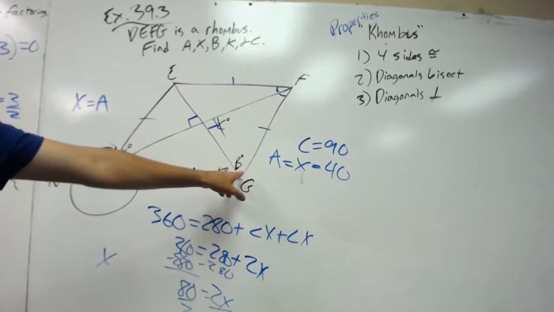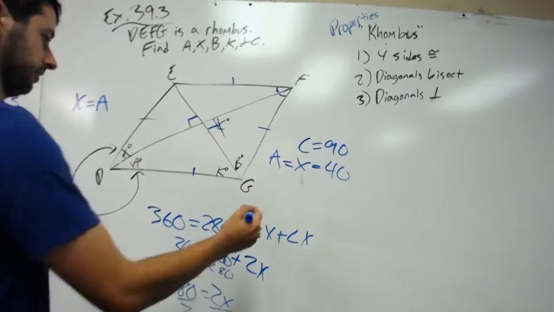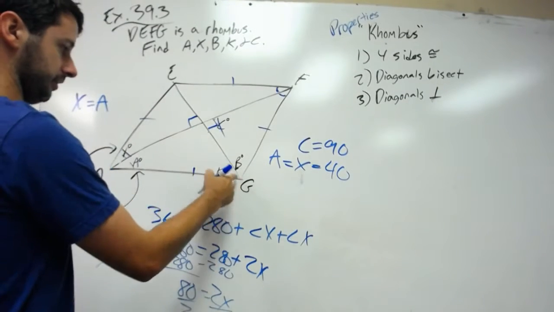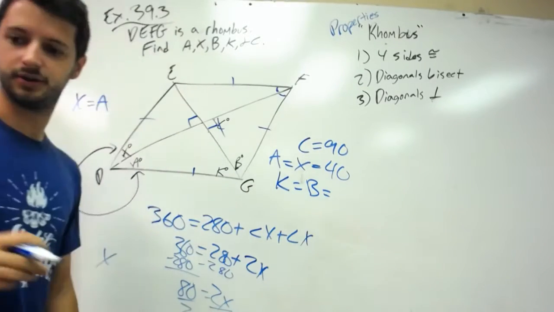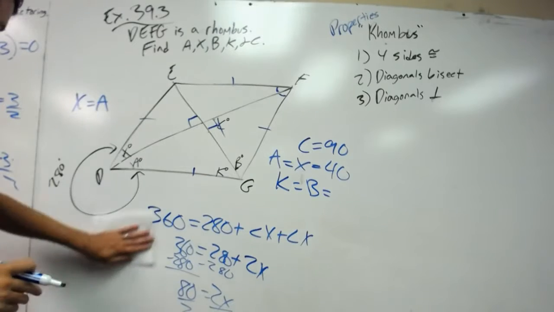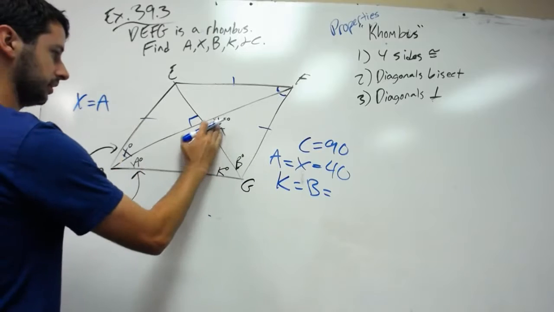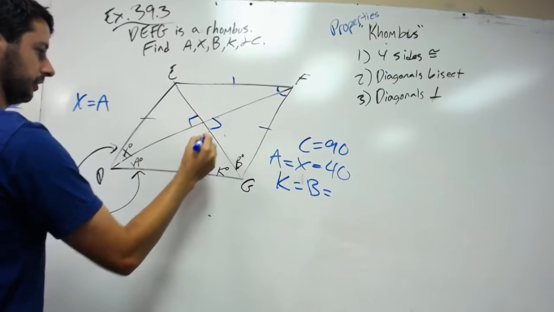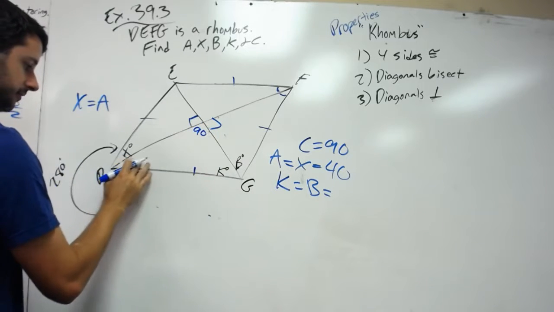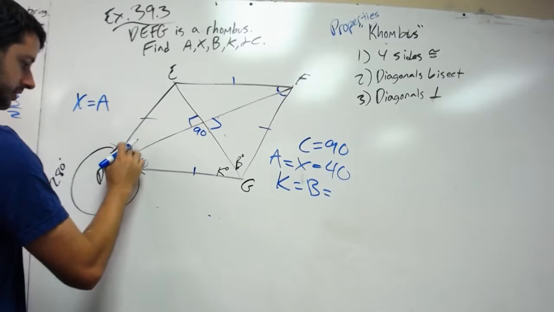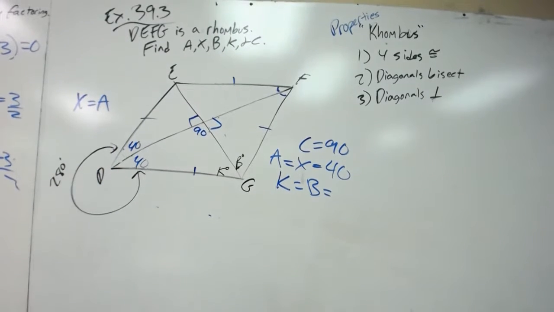Got two more angles to find, K and B. Well, what do we already know about K and B? Well, the diagonal bisects, so therefore K equals B. Now we just got to figure out the number. So let's see what we know. I'm going to write in measures here. Well, if we know that's 90, that means this must be 90. A is 40. X is 40.